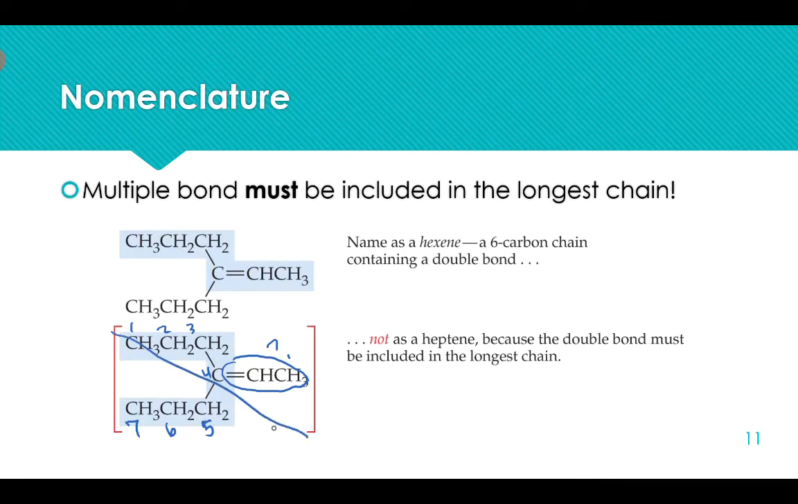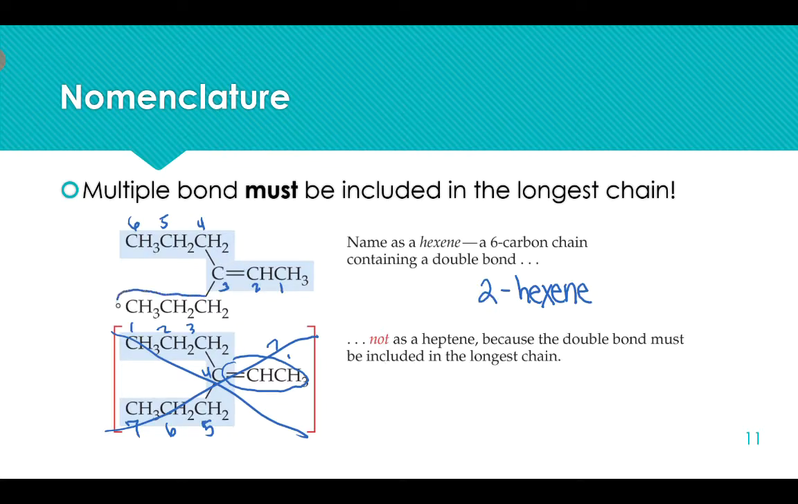Instead, let's ignore that, and we'll number it where we can include this double bond as part of our chain. 1, 2, 3, 4, 5, 6. And so it is a hexene. The ene indicates that there is a double bond. I started numbering from this direction because the double bond looked closer to that end. Now I can see that my double bond is between carbons number 2 and 3. 2 is the lower of those two numbers, so I give it a 2-hexene.